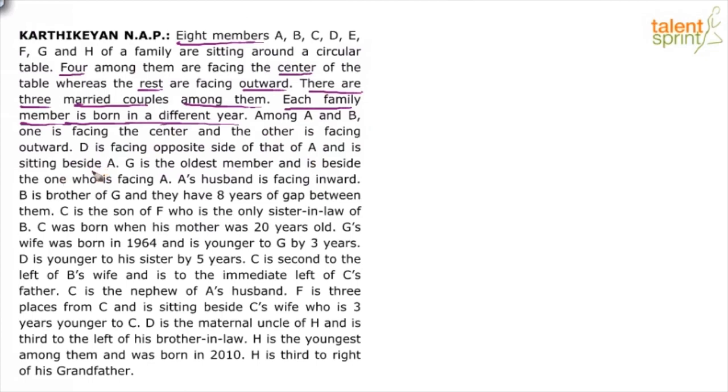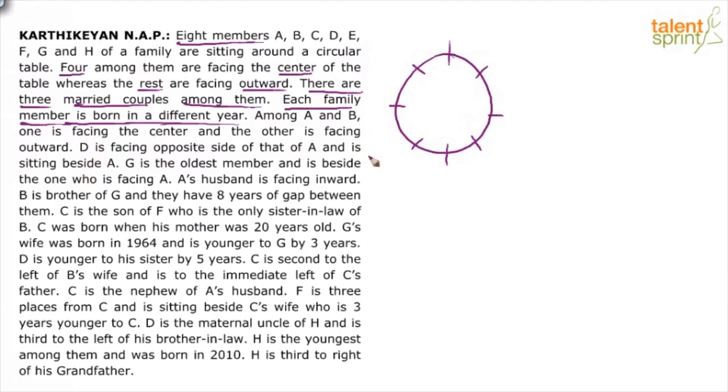And is sitting beside A. So D is facing opposite side of that of A and is sitting beside A. I mean, no point in starting the arrangement. See, you know that the circular table will have 8 positions, 1, 2, 3, 4, 5, 6, 7 and 8. But you have no clue about which of these positions are center facing ones and which are the outward facing ones. So cannot really start at this point in time in my view, right?